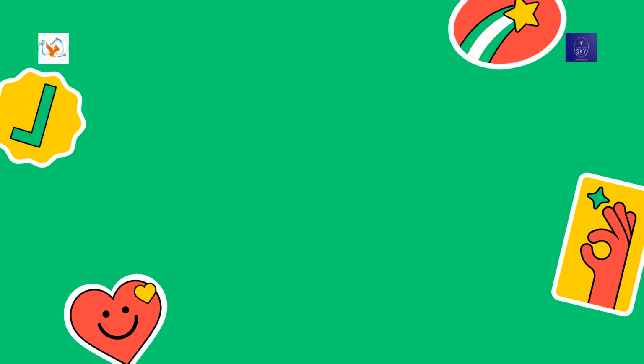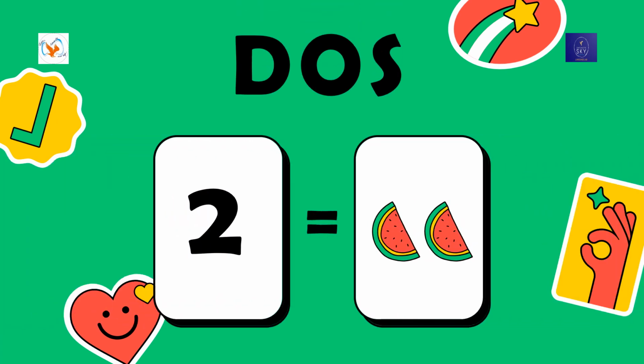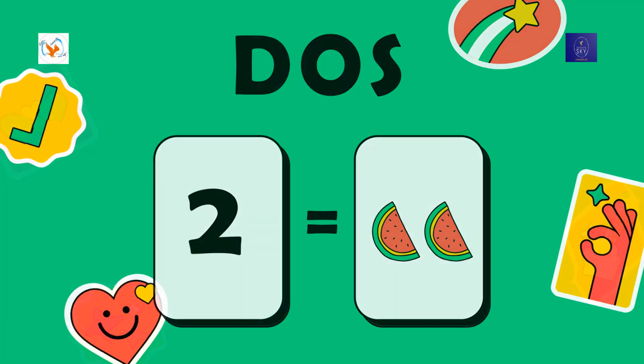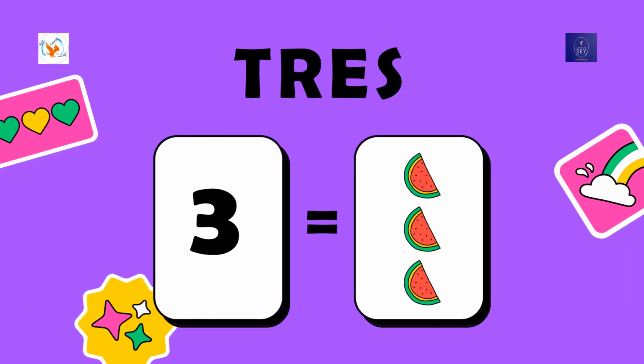Let's move on to number 2. In Spanish, it is pronounced as dos. Dos. Moving forward to number 3. In Spanish, it is pronounced as tres. Tres.